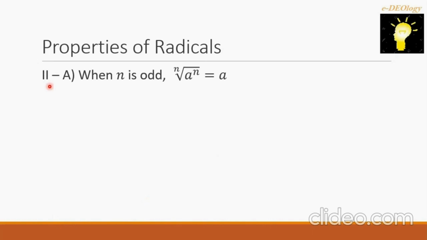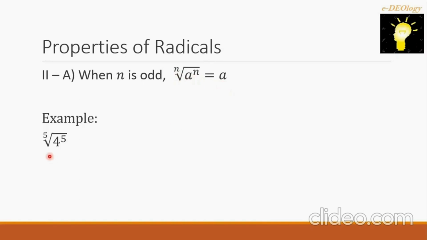Let's have property number 2. Letter A, when n is odd, or when the index is odd, when we have this expression, the nth root of a raised to n power, it is equal to a. Take note that the index n is equal to the power of a, which is also n. And this is the simplified answer for that. We will take only that value a here.